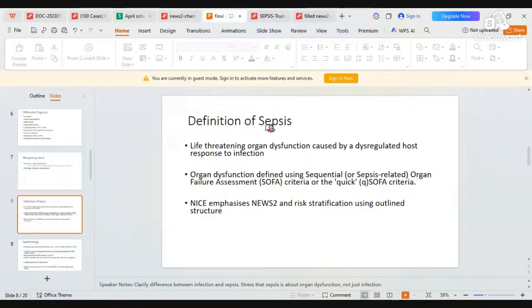Basically, recently, I think in 2016, the definition of sepsis moved from the previous definition that we used to know, where we talk about the SIRS. So now the recent definition of sepsis is said to be a life-threatening organ dysfunction caused by a dysregulation in host response to infection.